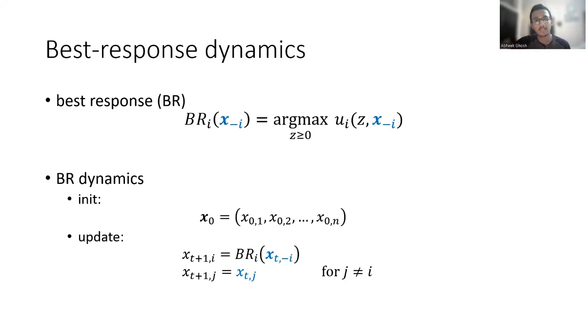The best response dynamics starts from an initial output profile or an initial state, and then at each time step, one of the agents makes a best response move. So if agent i makes a best response move at time t, then agent i replaces her current action xi at time t by the best response action given the action of every other agent. And so at each time step, one of the agents moves, and this is the dynamics we study in this paper.